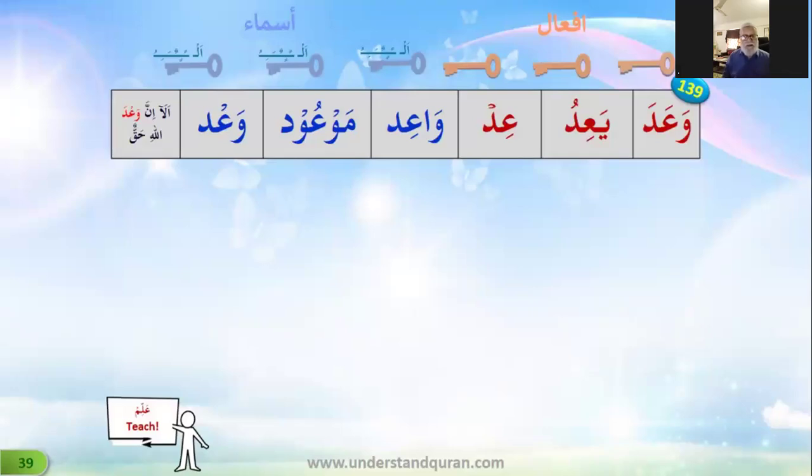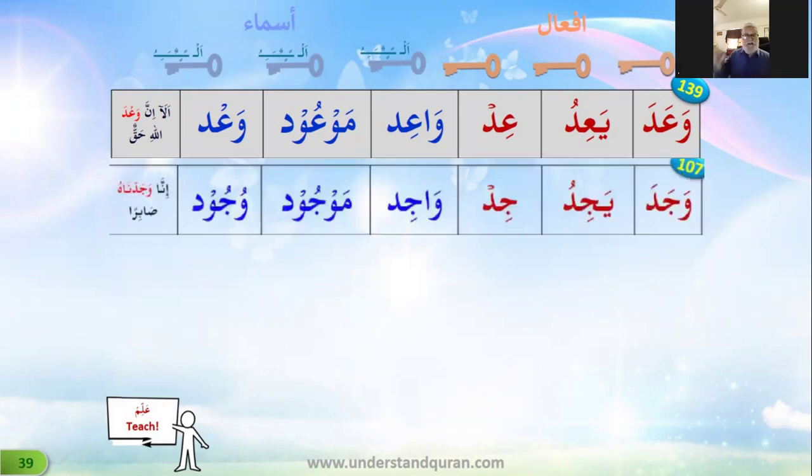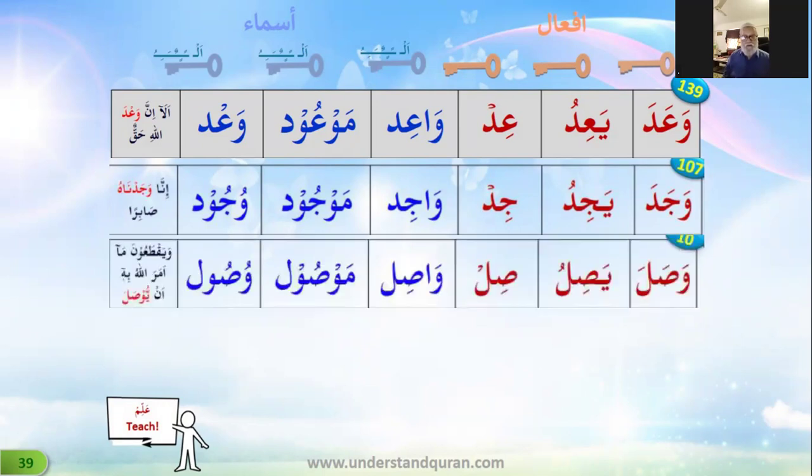Inna wa'dallahi haqq. The next is wajada, yajidu, jid, wajidun, mawjudun, wujudun. Waw jim dal is the root letter. Bab is Daraba. The reference ayah is inna wajadnahu sabira. Wasala, yasilu, sil, wasilun, mawsulun, wasulun. Waw sad lam is the root letter. And Bab is Daraba. The reference ayah is wayaqta'una ma amarallahu bihi an yusal.